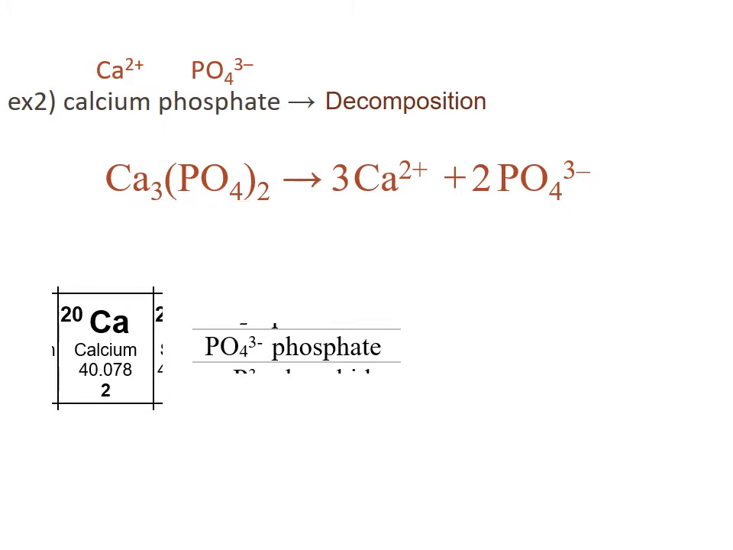Not only do our elements balance out, but so does our charge. We have no charge at all on the left-hand side. On the right-hand side, with 3 Ca2+, I have a +6 charge, and with 2 phosphates, I have a -6 charge. And a +6 and -6 come together to give you no overall charge on the right-hand side either. So elements and charges both balance.